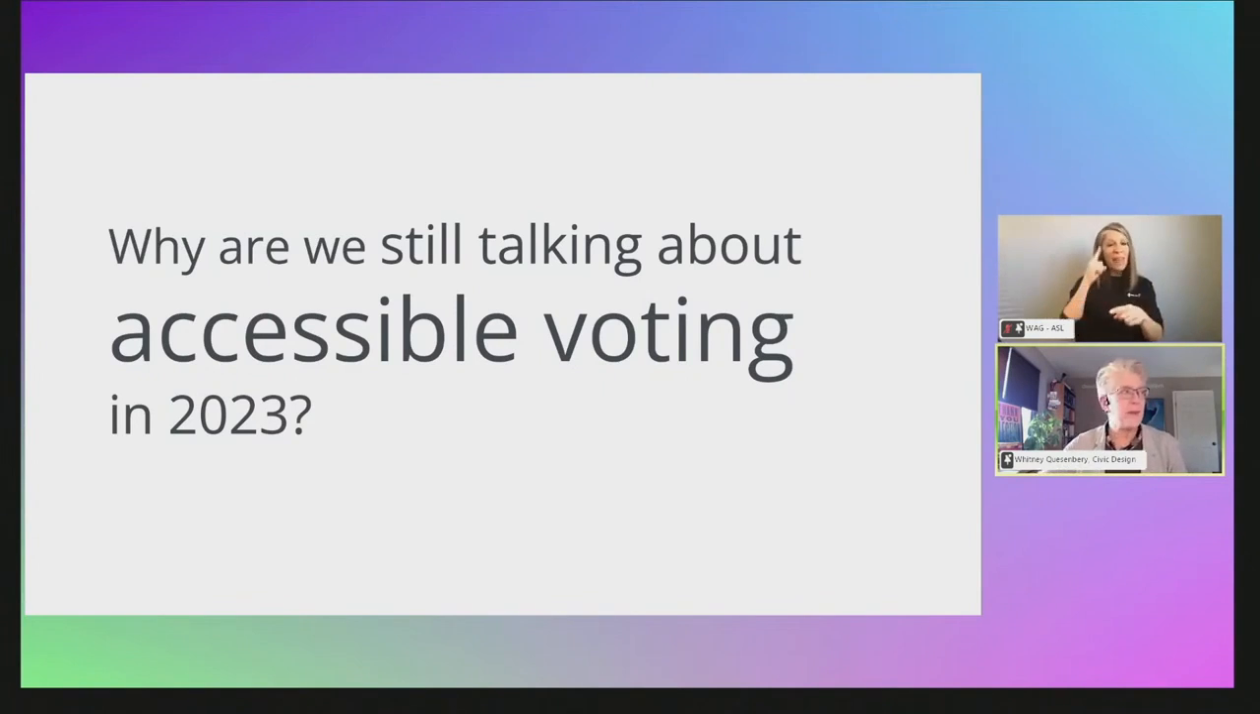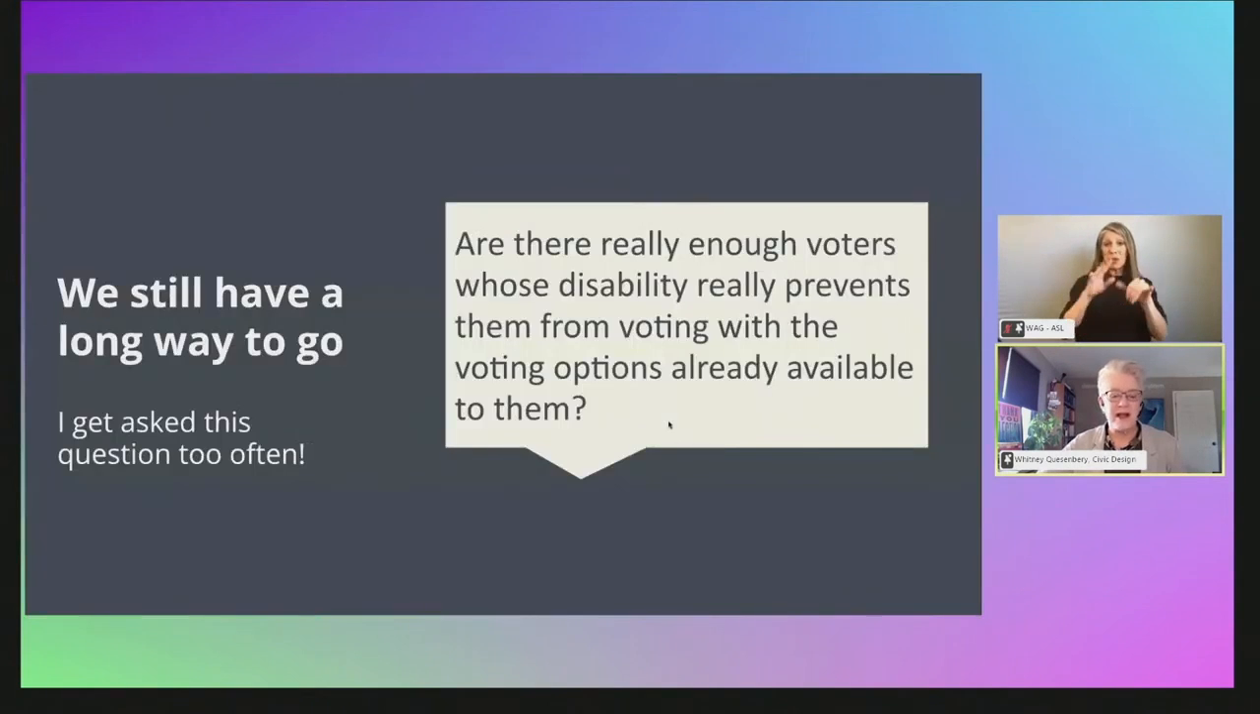One of the reasons why we're still talking about accessible elections today is that I still have far too often heard a question like, are there really enough voters whose disability really prevents them from voting with the voting options already available to them? Well, the answer is yes, there are really enough voters with disabilities to make a difference. And there's still a long way to go in getting from something that is nominally accessible to something that's really accessible.